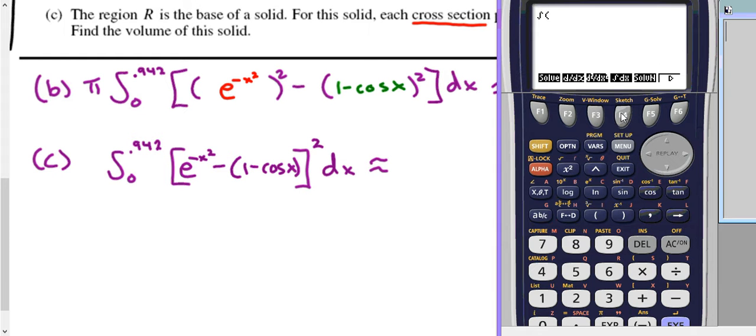All right, so I'm going to integrate, and then in parentheses I'll put e, whoops, not natural log, I want e to the negative x squared. Then I'm going to subtract 1 minus cosine of x. I'm going to square that entire thing and then do it from 0 to that 0.942, which we stored in A. And when we do that, we get the volume is about 0.461 cubic units. So 0.461.